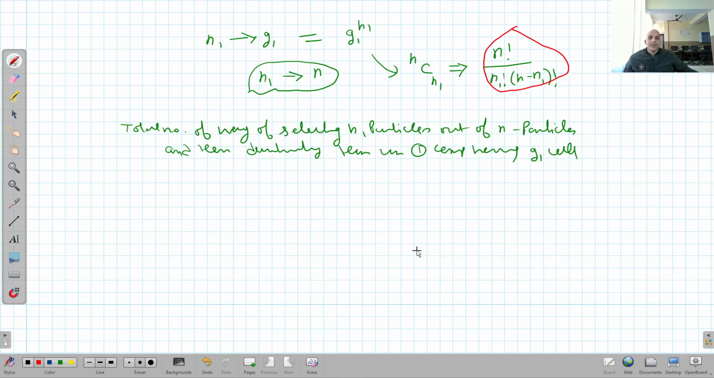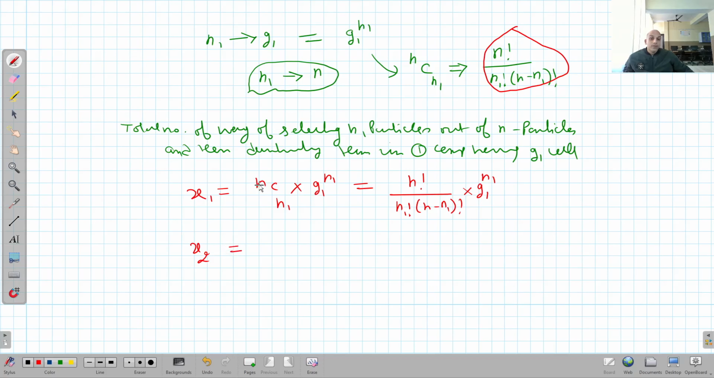So let it be x1. I am representing it as x1. Clear? x1 is equal to NC N1 multiplied by z1 power n1. So it is equal to n factorial divided by n1 factorial into n minus n1 factorial into z1 power n1. Similarly, for the second compartment, same logic.